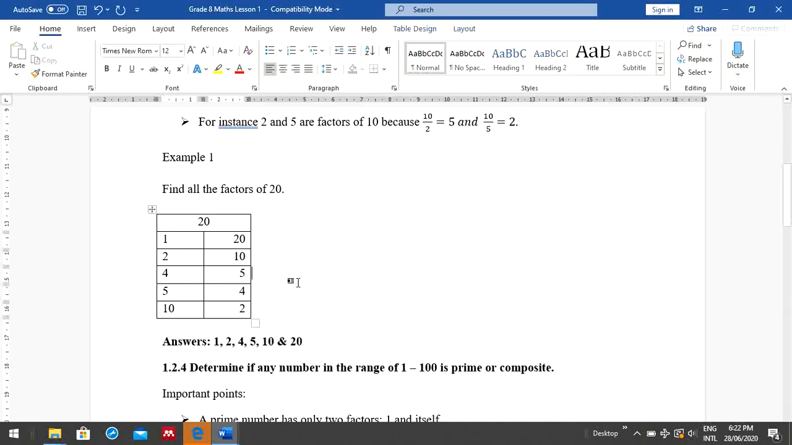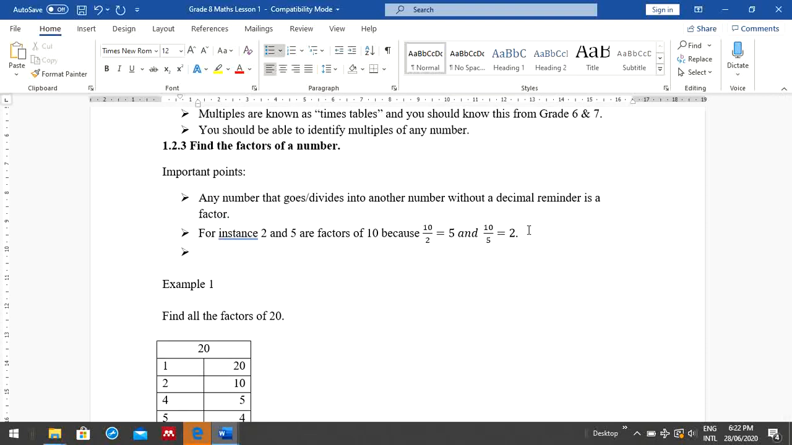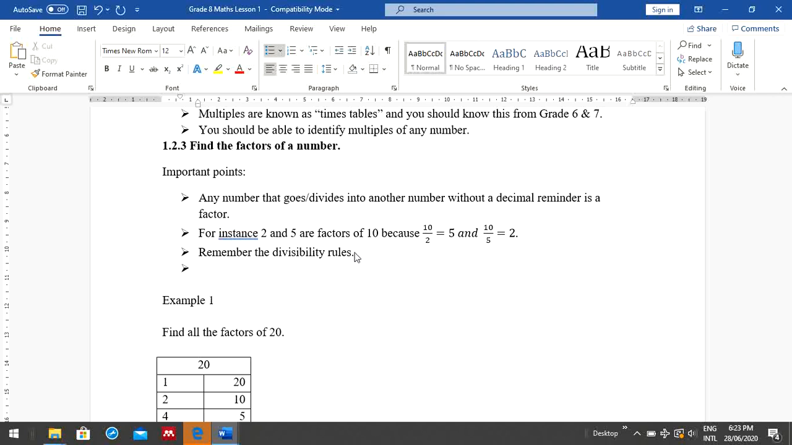All right. When it comes to factors, I think you should also remember the divisibility rules. It's very important to remember these rules. What are the divisibility rules? These are the rules that will tell you whether a number can be divided by 2 or by 3.